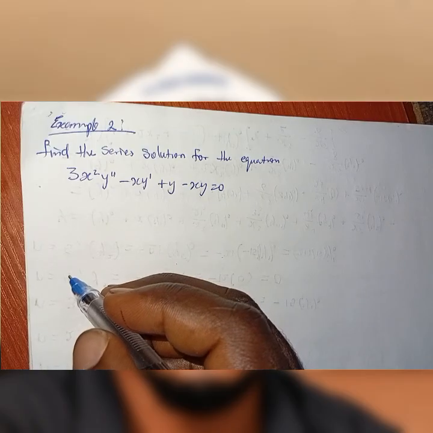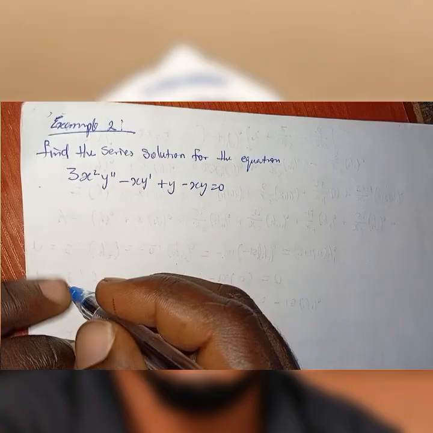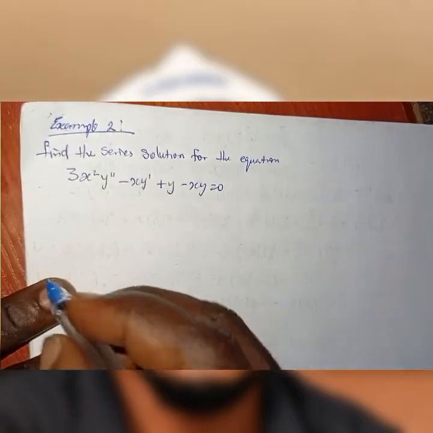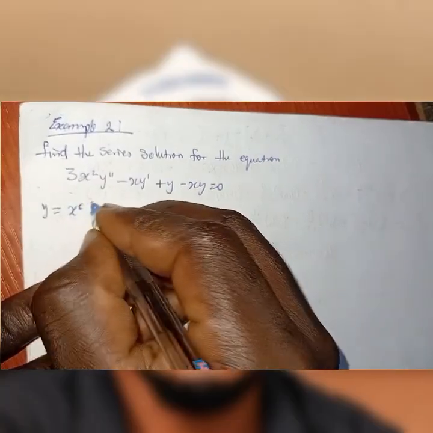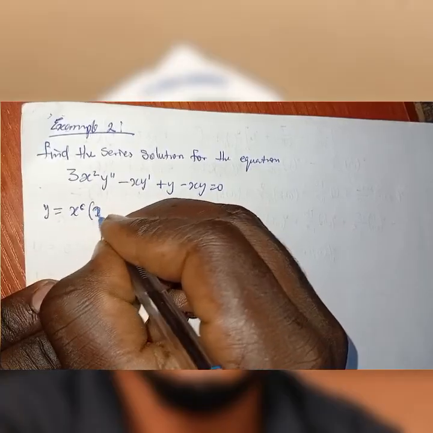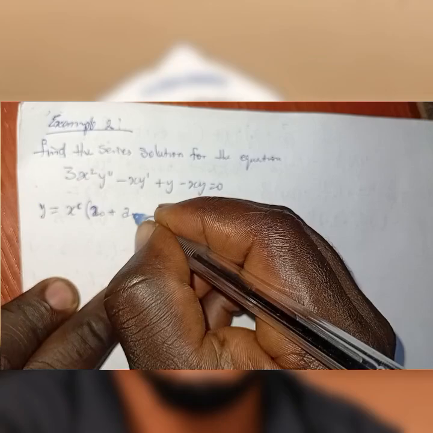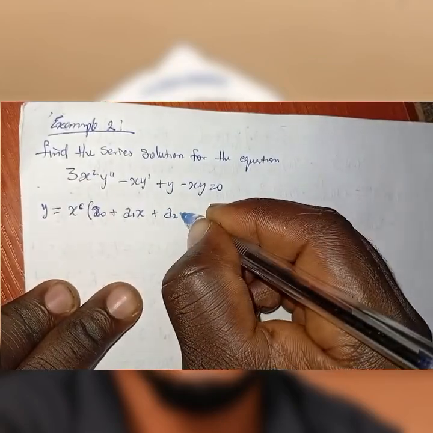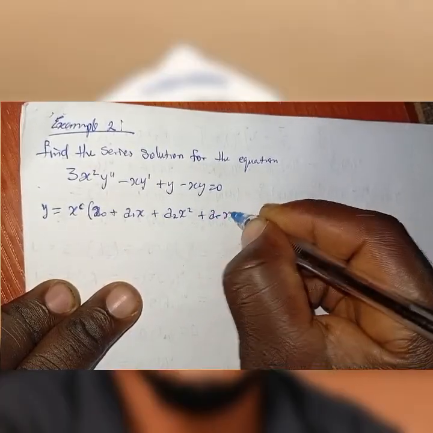Welcome back, guys. Now, example 2 on Frobenius method. Find the series solution for this equation. Now, the first thing is to write our equation out. So, we have A naught plus A1 x plus A2 x squared plus Ar x^r.